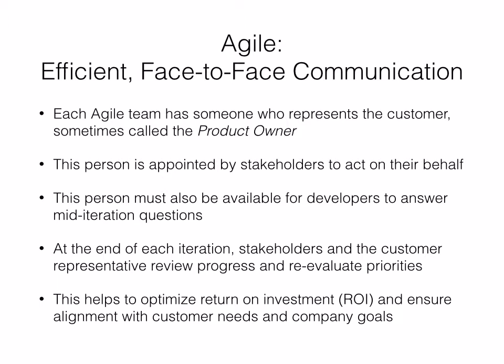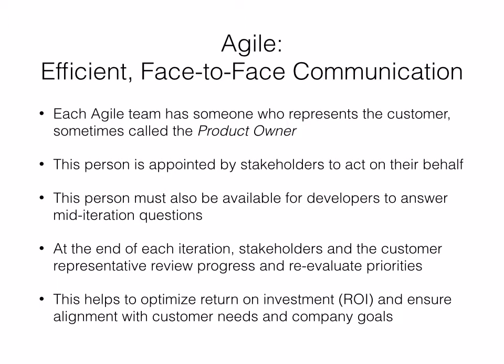So let's move on to the next slide and talk about how Agile facilitates efficient and face-to-face communication. Each Agile team has someone who actually represents the customer, called the product owner. This person is appointed by the stakeholders, not the people in the Agile team, but if you're in a small company, maybe appointed by the CEO or the CTO. If you're in a larger company, it's maybe appointed by someone who has a stake in the success of the project in one way or another. But the point is, it's appointed by a stakeholder, and those stakeholders are almost always not part of the development team. And it's best for the stakeholders and not people who are part of the development team to appoint that person. This person must also be available for developers.